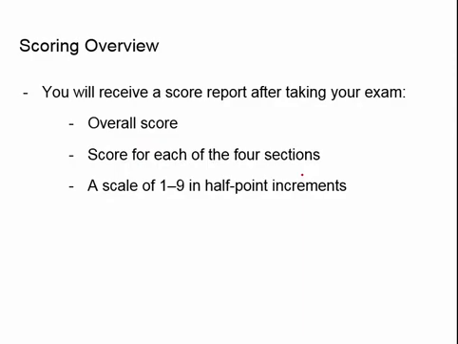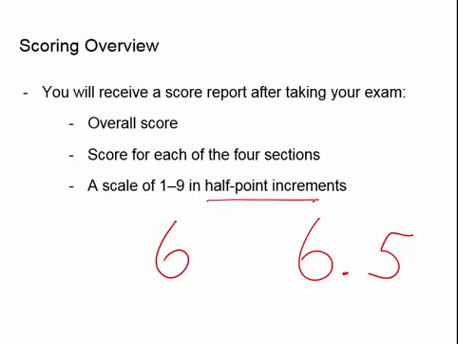And the scores will be reported in half-point increments from 1 to 9. So for example, you may receive a score of 6, or you may receive a score of 6.5, okay? But there will not be other decimal points to your score. There will not be 6.75 or 6.25. Those don't occur. It's in half-point increments.